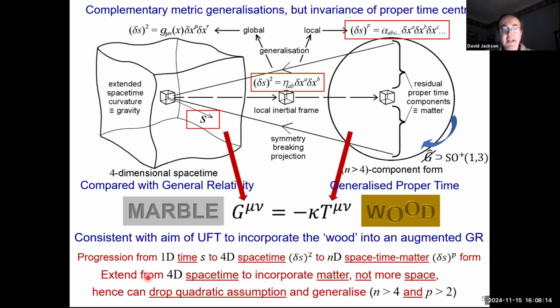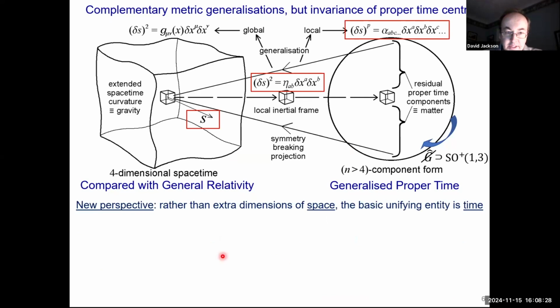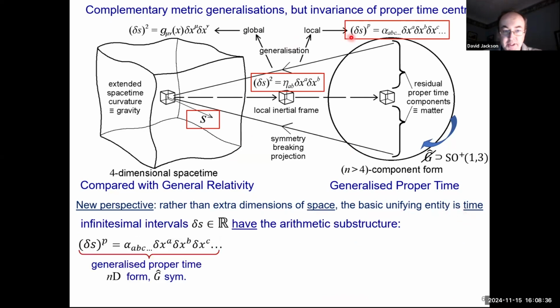The point being that in extending from four-dimensional space-time to incorporate matter, we don't need more space. There's no evidence for any more spatial dimensions. So we can drop this quadratic assumption and generalize not just to more than 4 components, but also powers greater than 2. So this new perspective means that rather than extra dimensions of space, the basic unifying entity is basically time on the left-hand side of this expression.